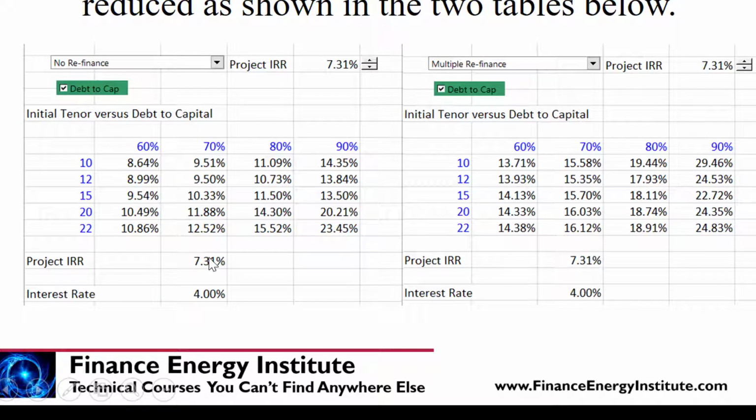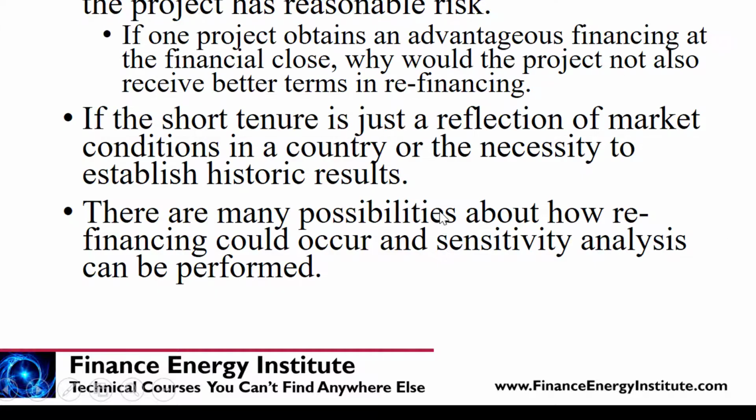So I put the project IRR on the interest rate because we're trying to take advantage of that difference. And then refinancing always increases it, but it increases it much more for the short tenor than the long tenor. And you should put this in.